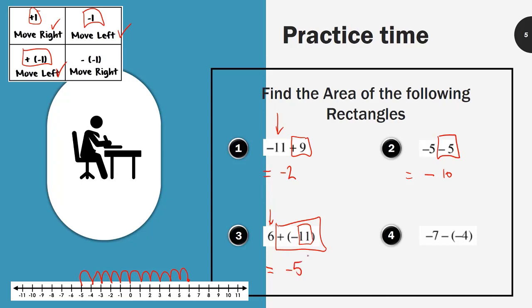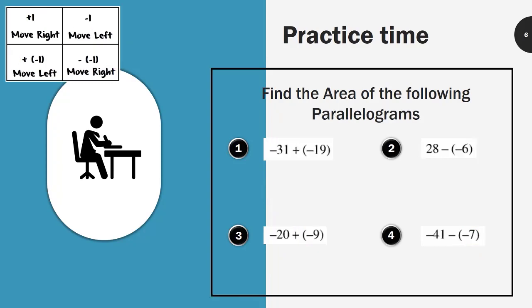Okay, -5. Next one here, -7, take away a negative. Okay, so I'm taking away a negative, which means I need to move right, and I need to move by 4 positions. So 1, 2, 3, 4, I end at -3, okay, -3. There are your answers for that lot of questions, okay? Have a go at these ones.